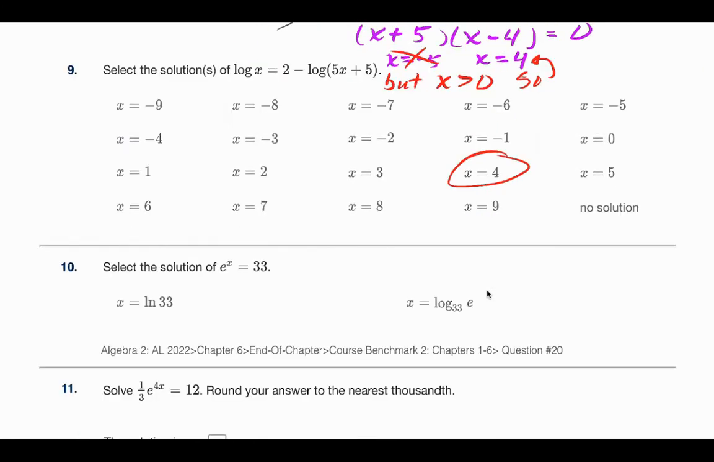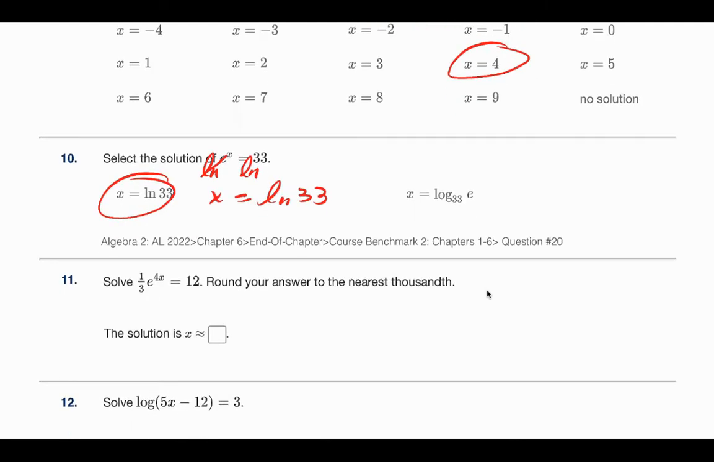Number 10 is a rather simple one. Okay? So remember, one of our properties was, again, I can natural log both sides to make it so that the x comes down. So I'll get x is equal to the natural log of 33. So that would be that one there.